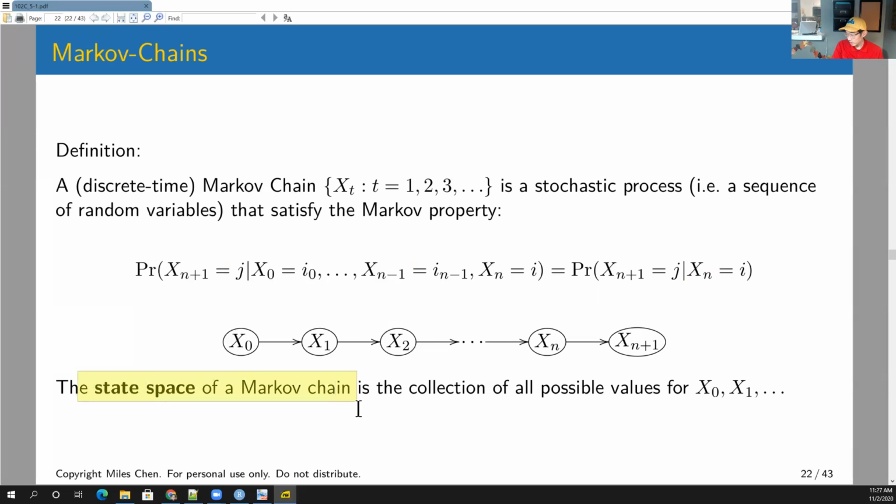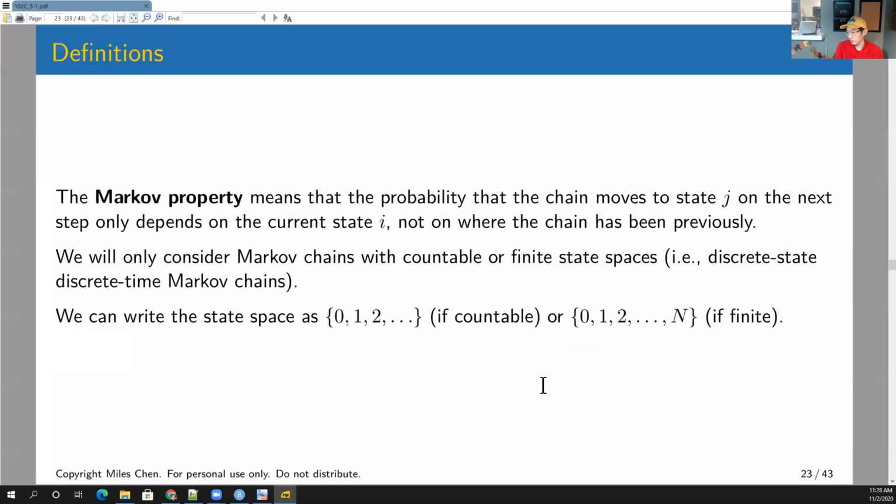The state space of a Markov chain is all the possible values that these variables can take on. X at time 0, x at time 1, what kind of values can we end up with? That's going to be the state space. Maybe it's all the numbers, maybe it's only some values. Okay, so the Markov property means that the probability that the chain moves to state j on the next step only depends on the current state, not on where the chain has been previously. That's kind of what I said.